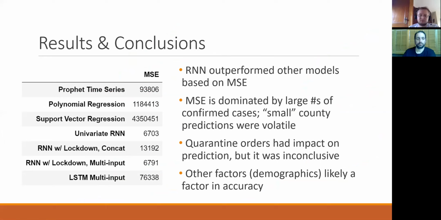Quarantine orders had an impact on prediction, but it was inconclusive. Based on our models, lockdown information doesn't appear to be a reliable indicator by itself. Other factors are probably contributing.